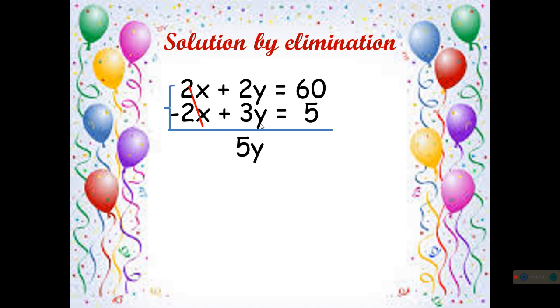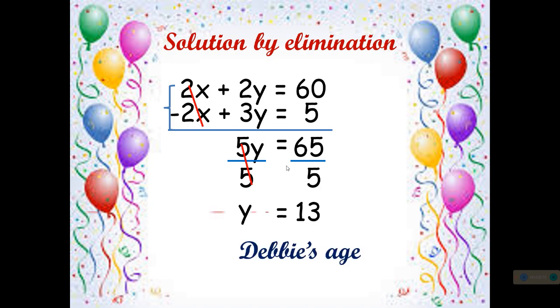So you will have 5y equals 65. Then divide both sides of the equation by 5, so you will get the value of y, which is 13. And 13 is Debbie's age.